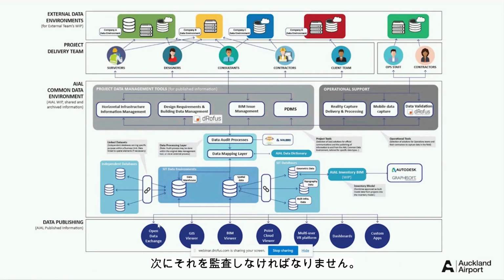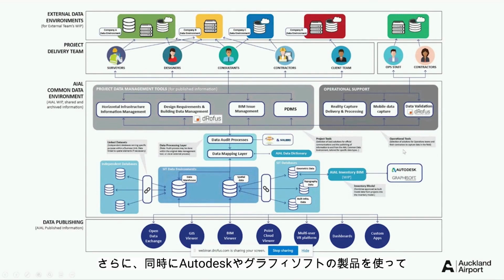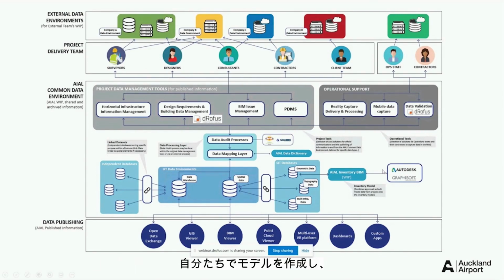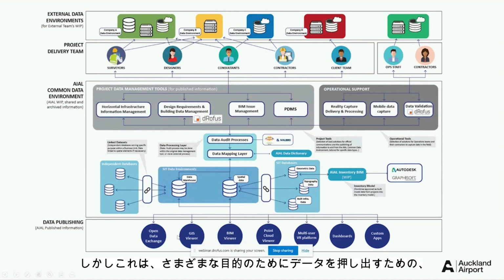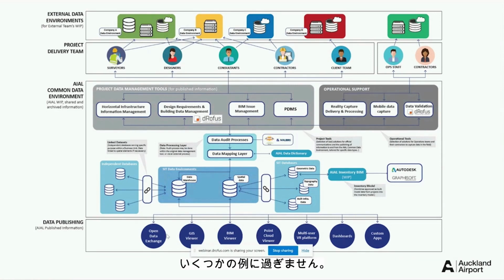We have to then audit that. We're also at the same time off to the side creating our own models using Autodesk and Graphisoft products, and then feeding that into all the different databases that it's needed, and then out to various views of the data. So we don't have all these in place, but these are just some examples of things that we could have for pushing out the data for different purposes.